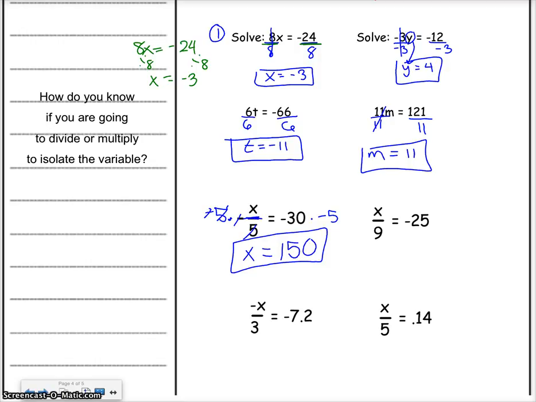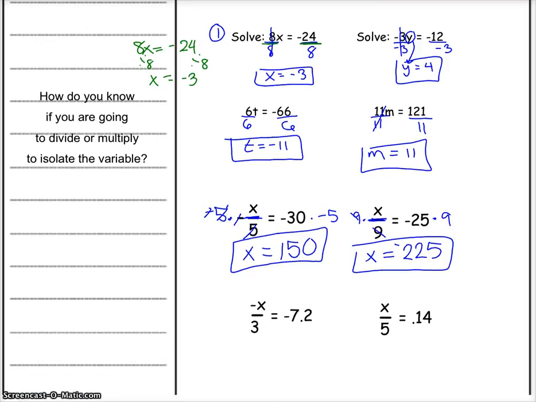Okay, the next one is x divided by 9 is negative 25. The inverse of divide is to multiply, so I'm going to multiply both sides of the equation by 9 to maintain that balance. The 9's cancel. x is left, equals negative 25 times 9. If you have 9 quarters, you have $2.25. It would be a negative. So negative 225. Okay, next one.